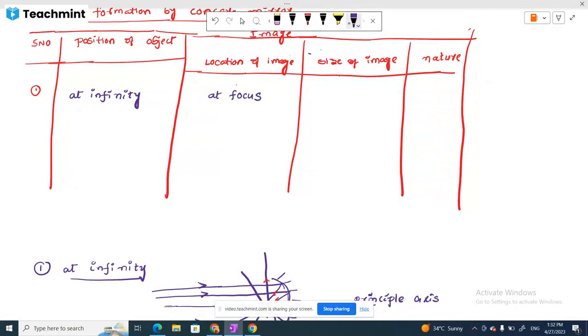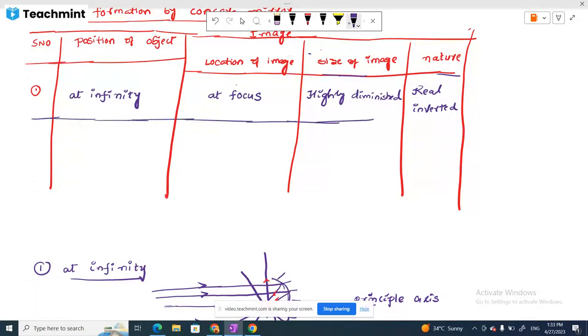Next, what is the size of the image? That is a point size, which means highly diminished. It is very, very small, so we call it a highly diminished image. Next, what is the nature? It is real and inverted. It is real because all reflected rays really meet. Every real image is an inverted image. So the image is real and inverted.